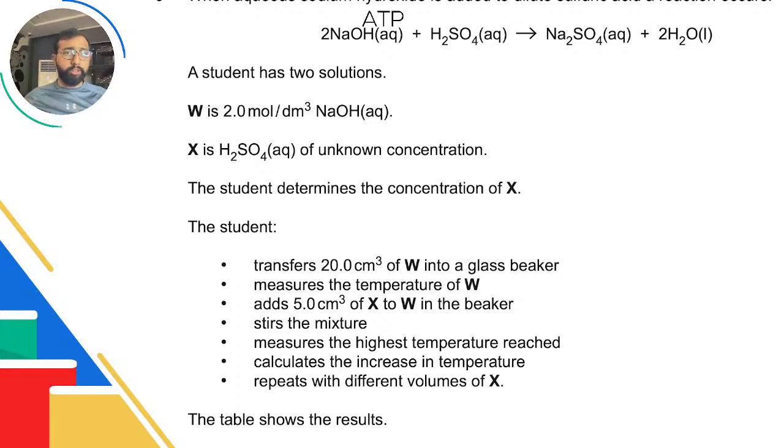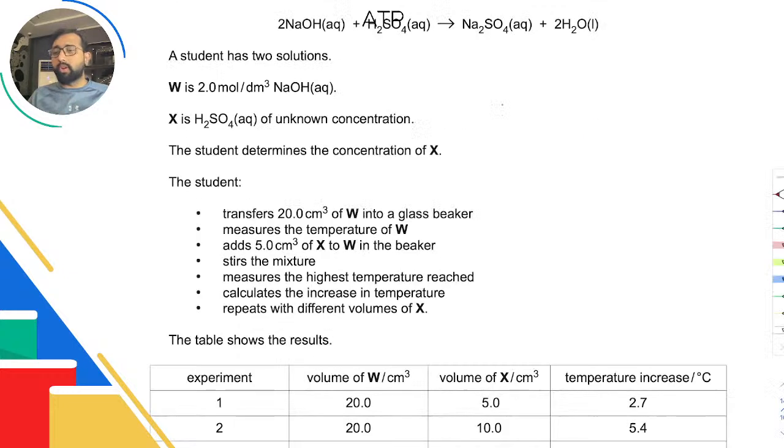A student has two solutions. One is 2 mole per dm cube sodium hydroxide. Kafi zyada concentration hai iski. The other is sulfuric acid of unknown concentration. What do we do if we want to figure out the unknown concentration? We use titration. Titration is the technique that we use to make sure that we know the concentration of whatever the unknown substance is. Okay, so that's what we use for that.